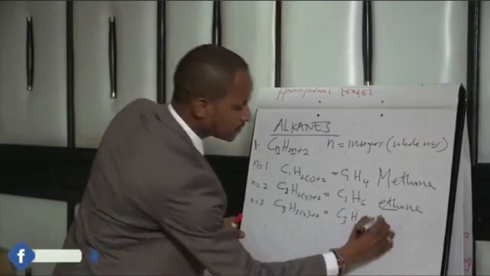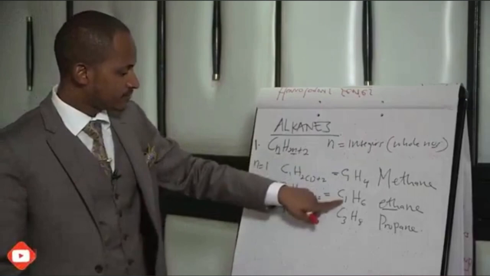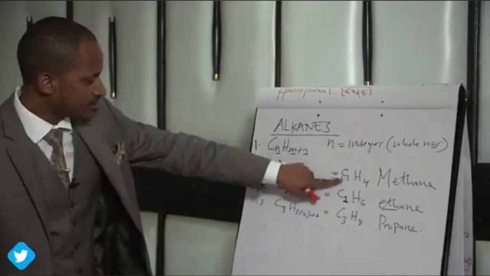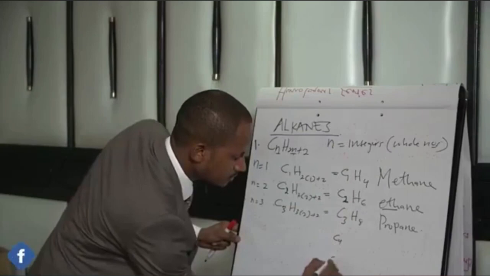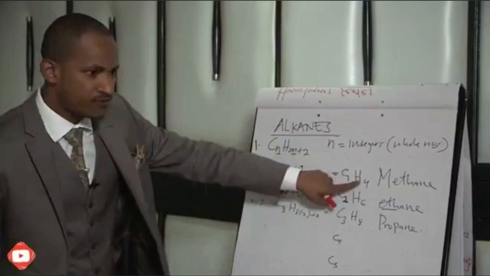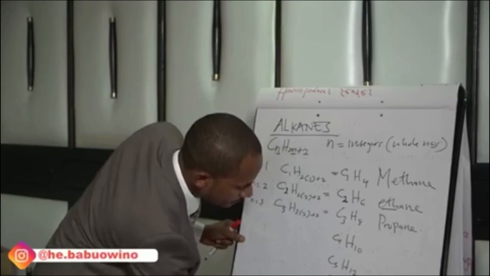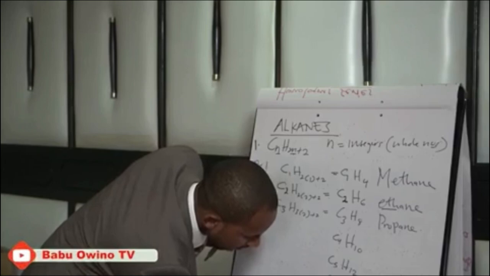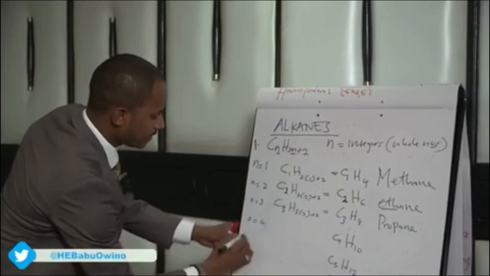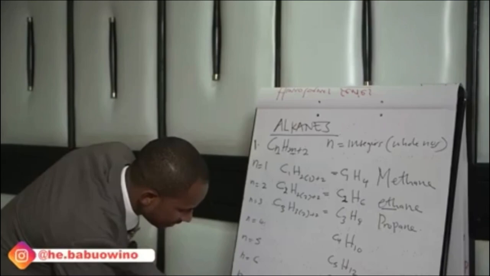I want you to notice a trend, class, so that you make your work easier. We have C1, C2, C3. So our next is C4, C5, C6, C7, C8, C9, and C10. Then we have H4, H6, H8. There is a series by which they differ by H2, then H10, H12, H14, H16, H18, H20, and H22, where n is equal to 4, 5, 6, 7, 8, 9, and finally 10.